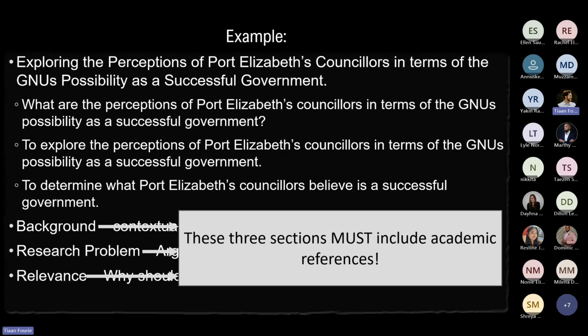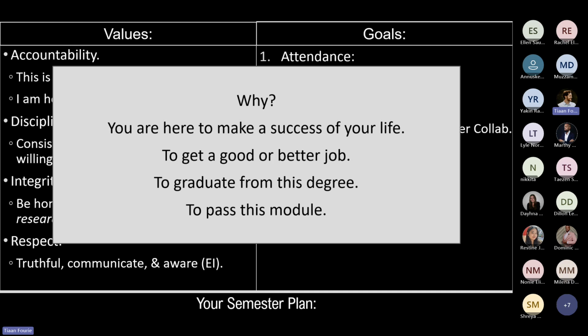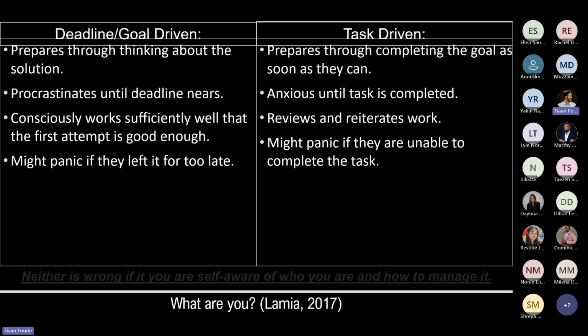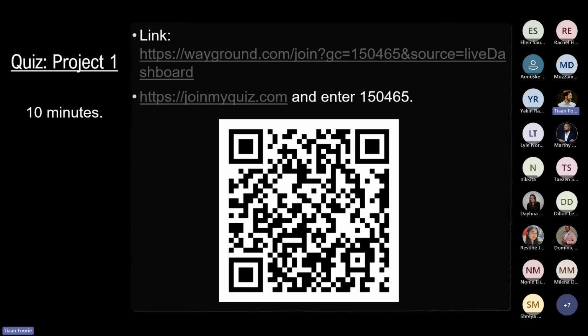These three sections must include academic references: your background, your research problem, and your relevance. Just as a reminder of what we did earlier: values and our goals, why you are here, to make a success of your life, to get a good or better job, to graduate from this degree, pass this module. Deadline driven versus task driven. You guys are just going to have to read that through in your own time, and I need that.